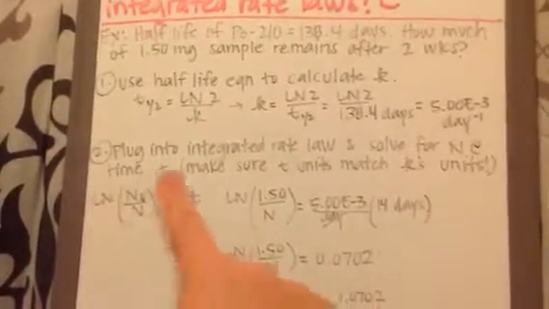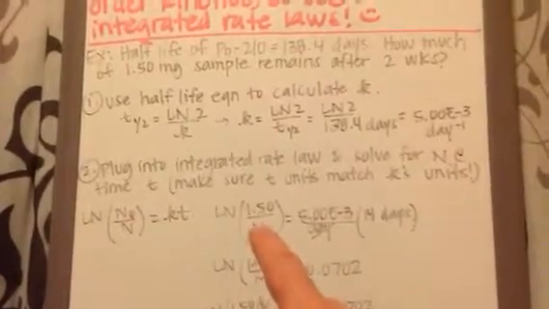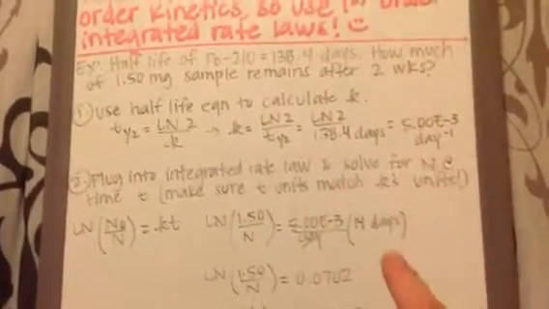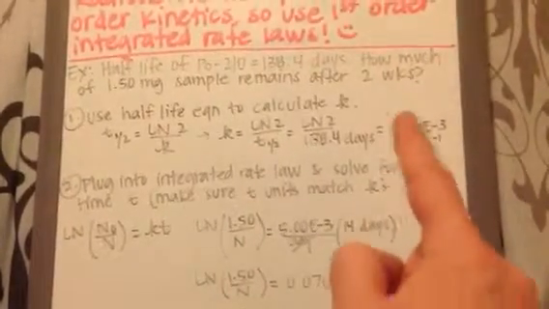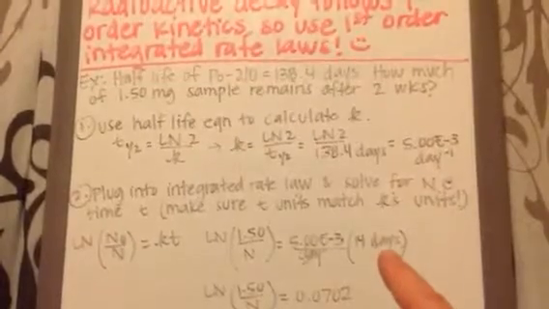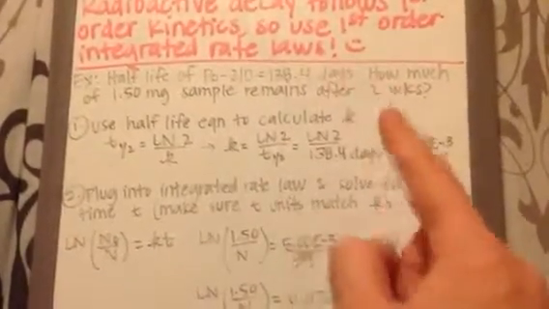So here's my first order integrated rate law. This is my initial amount. This is the amount I'm solving for. I converted weeks to days. So 2 weeks is equal to 14 days. That's why this stayed the same and this became 14 instead of 2. If you plug in 2, your answer is going to be off because weeks and days won't match.